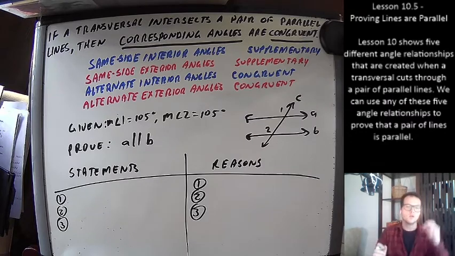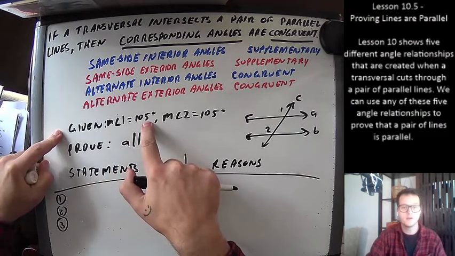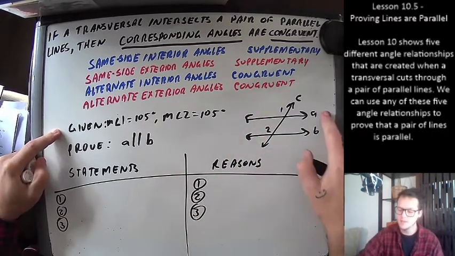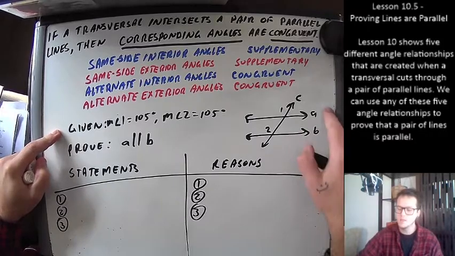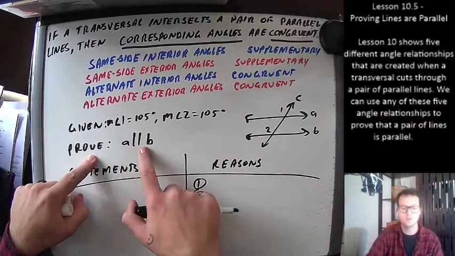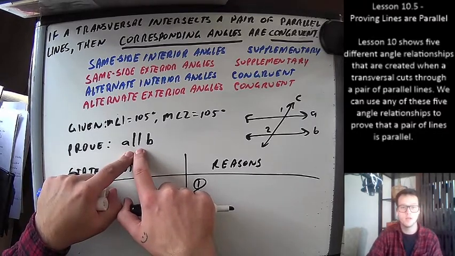Okay, let's write up a real quick formal proof here. So here we're given that the measure of angle 1 is 105 degrees, and the measure of angle 2 is also 105 degrees. Here's our figure: lines A, B, and C. We don't know that A and B are parallel to one another. That's our goal. We're trying to prove that A and B are parallel to one another. Remember, the symbol here means parallel.